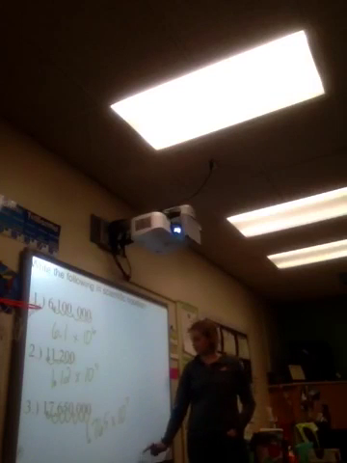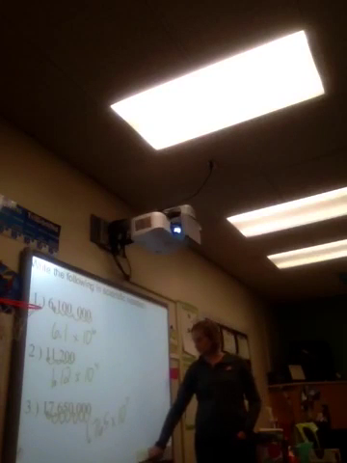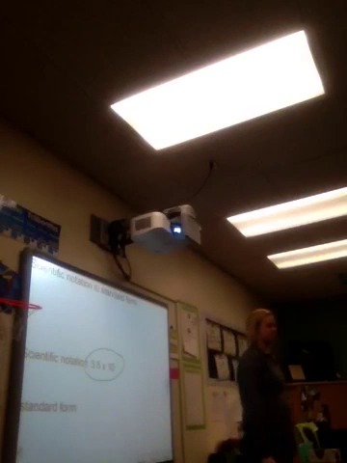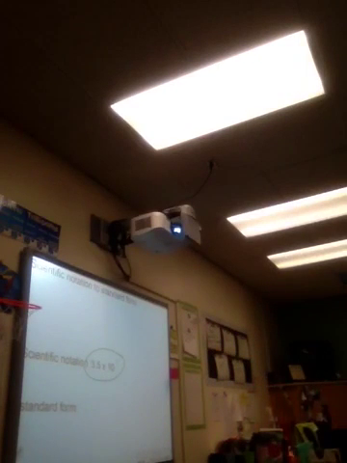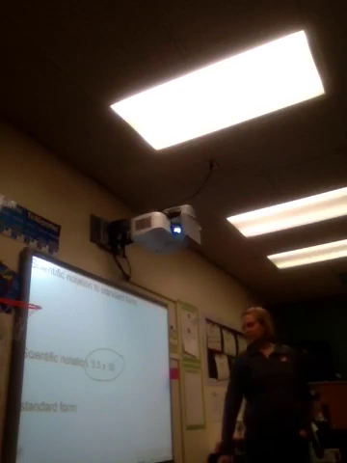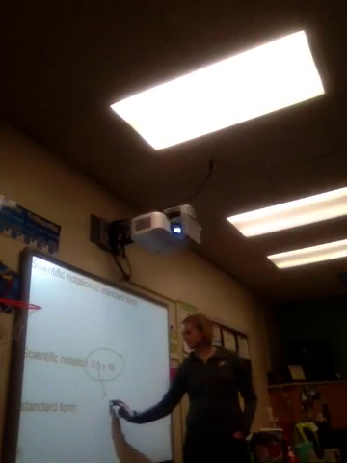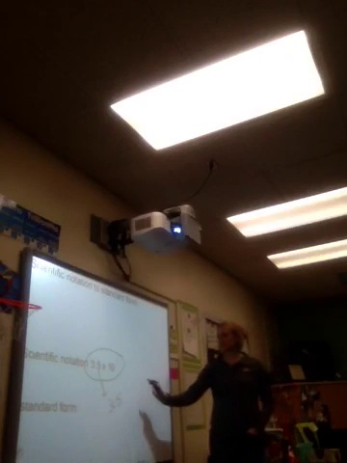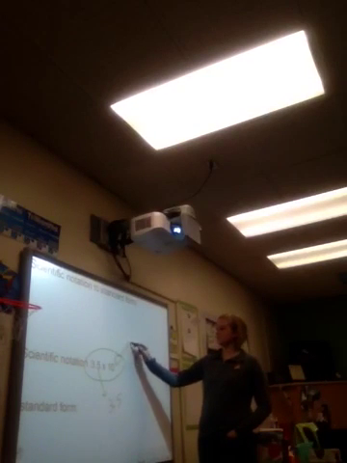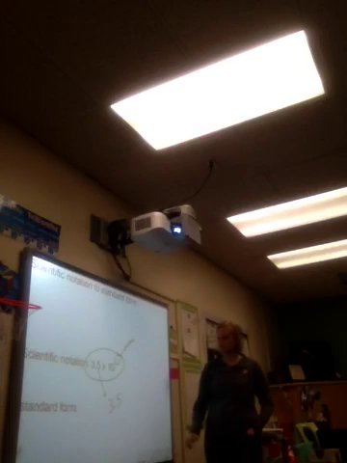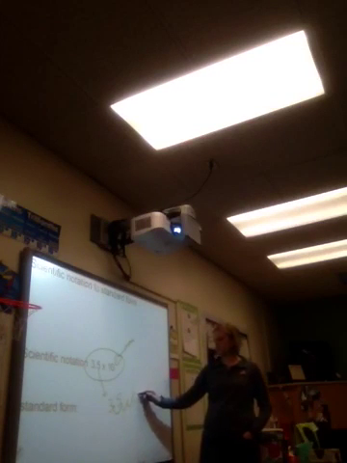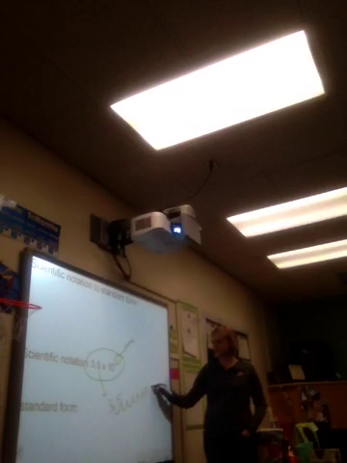Okay, now we need to go the other way. So now I start with this number. 3 and 5 tenths times 10 to the 7th. This one's not on there. Okay, so what I do is I rewrite my decimal. 3.5. And then I look at my exponent. This tells me how many spaces I need to move. So I need to move 7. So I go 1, 2, 3, 4, 5, 6, 7.